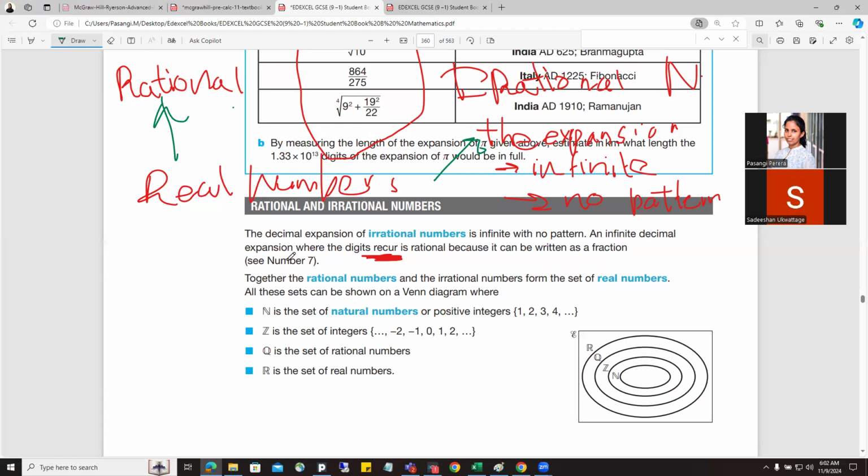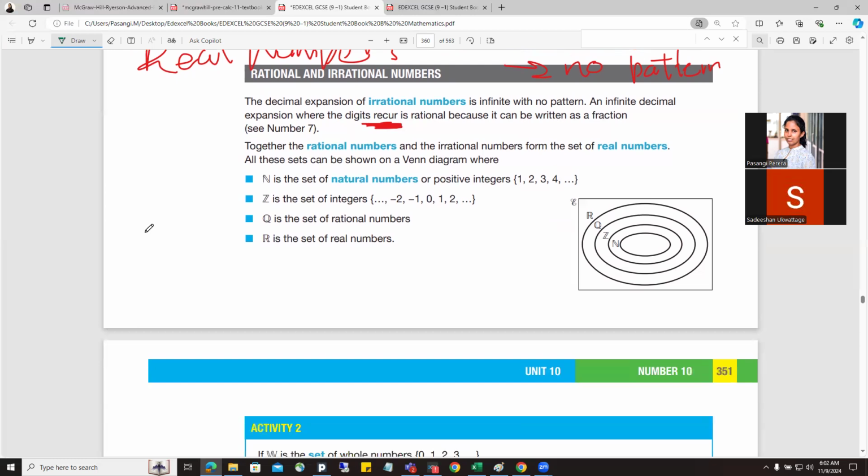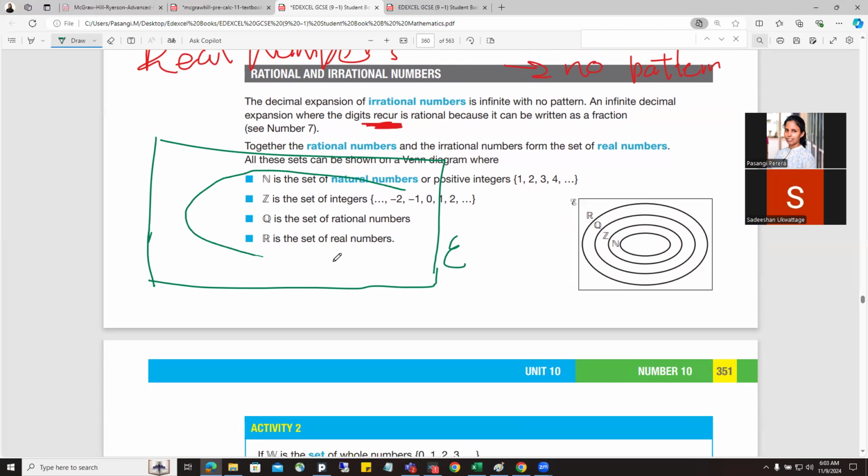And also all these sets can be shown on a Venn diagram. How to show the Venn diagram? If we consider this big Venn diagram, here we have the whole complete set of all numbers. So inside it, what do we have? Inside it, we have the numbers.